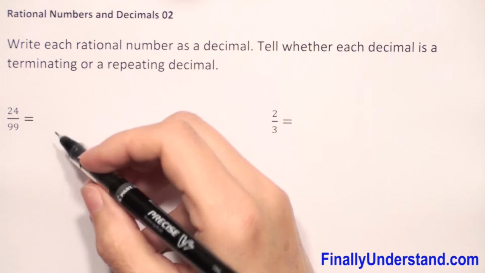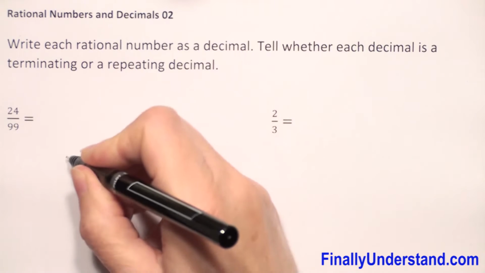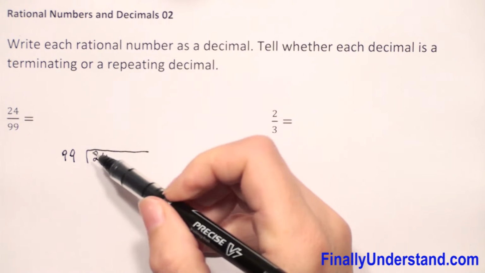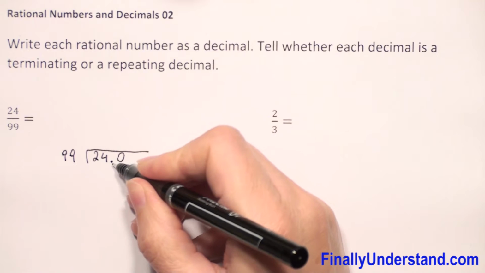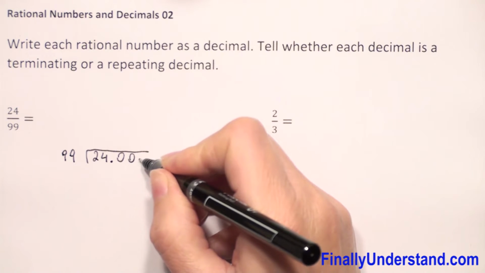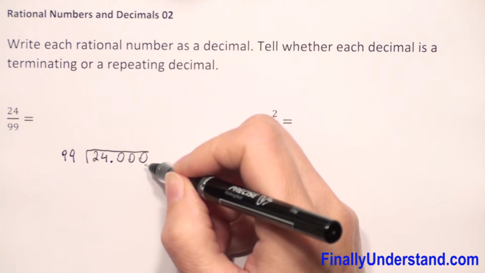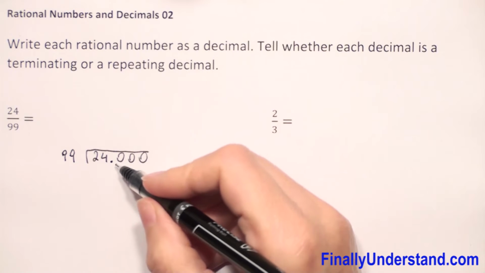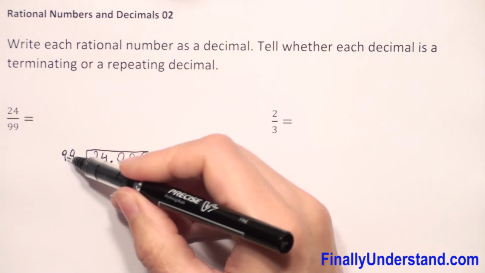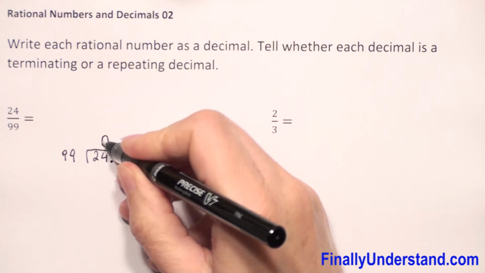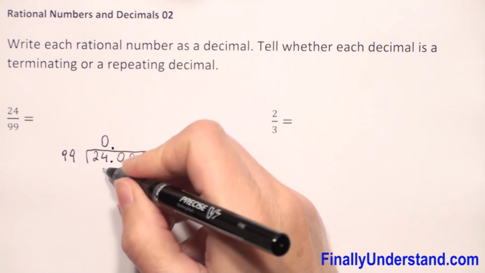So in the first example we have to divide 24 by 99. Because 24 is less than 99, we add a decimal point and a few zeros. We can always do this because it doesn't change the value of our number. It still is 24, because zeros after the decimal point are like nothing. So how many times can you put 99 into 24? 0. We put the decimal point, and now 0 times 99 is 0.